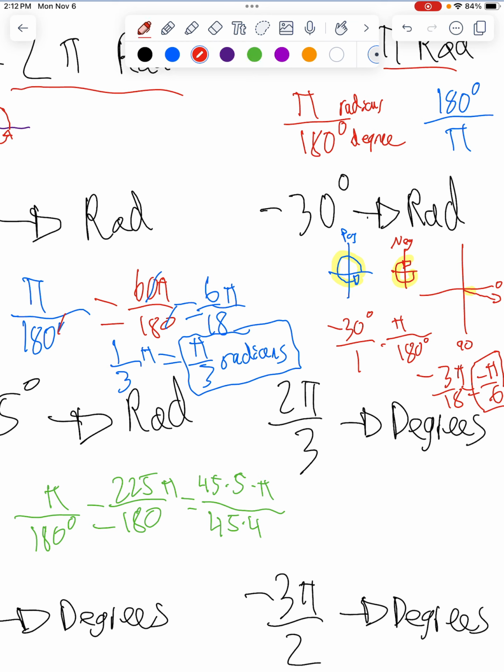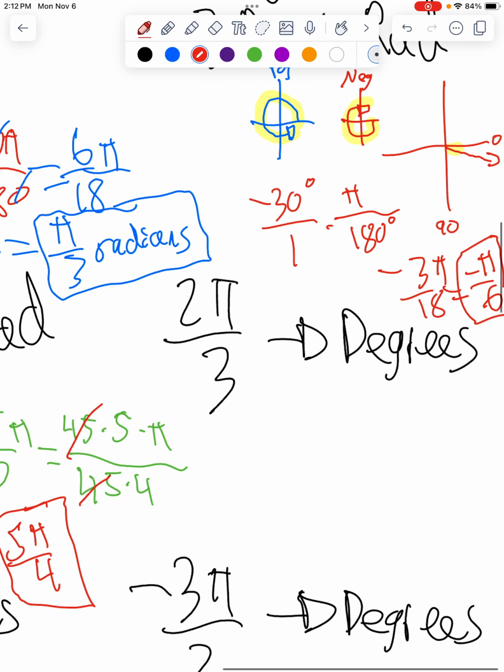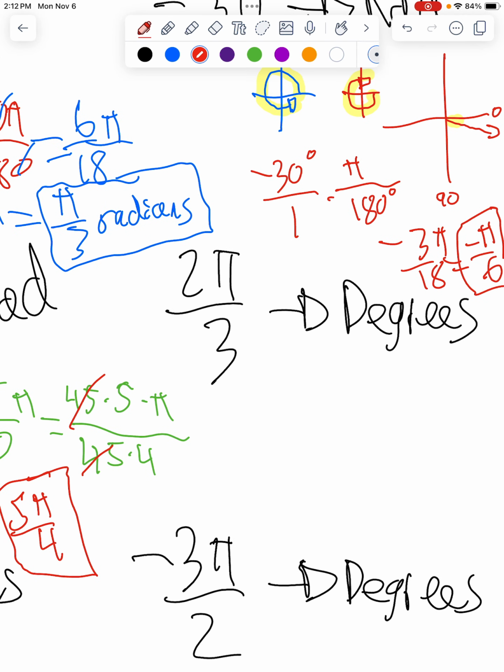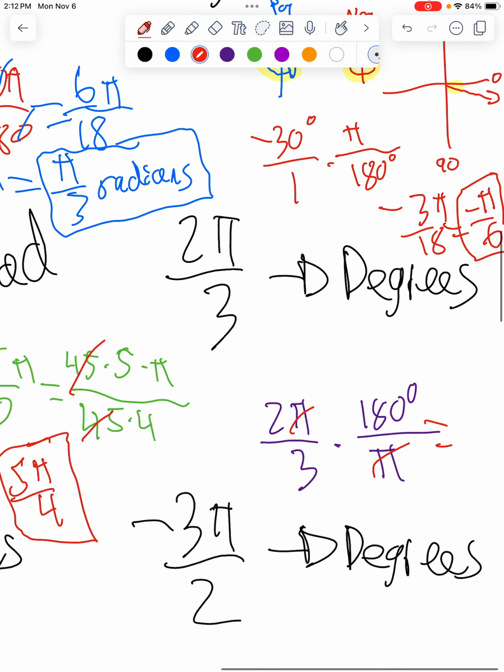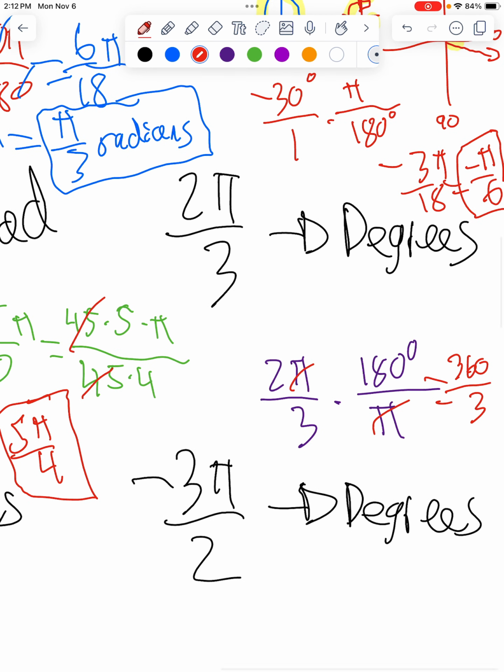So that gets me 225. Again, these are going to cancel out. So I'm left with 5 pi over 4 radians. Again, more than 1. When I change it from radians to degrees, it's a very similar process, but I have to put my degrees on top this time because I'm trying to cancel out my pi, my radians. So here I have 2 times 180, that's 360 over 3. So again, we could simplify that to be 120 degrees.